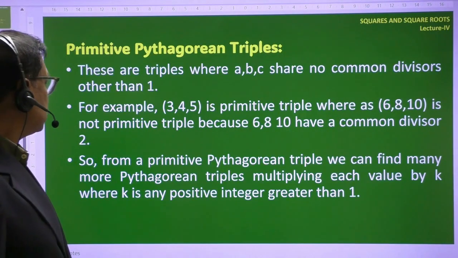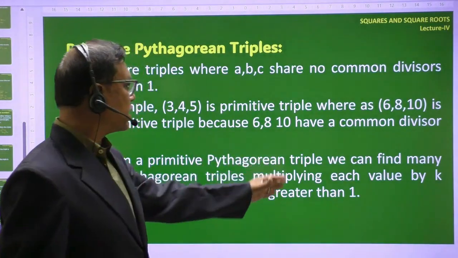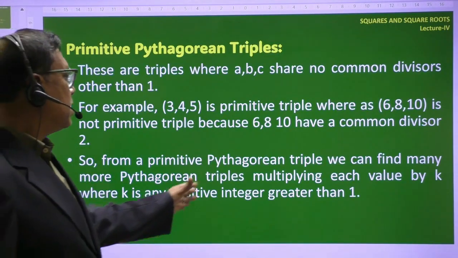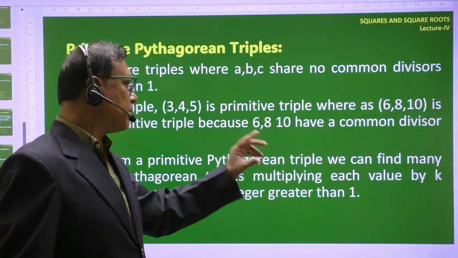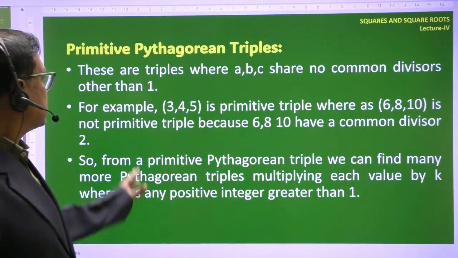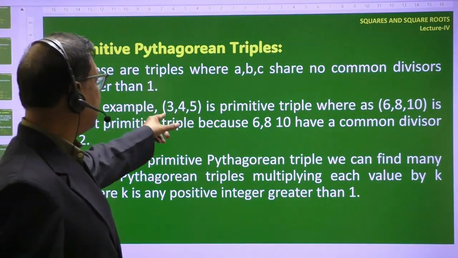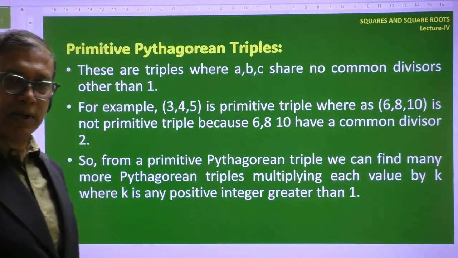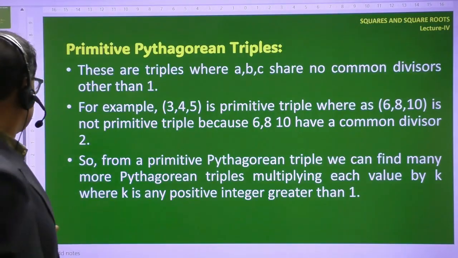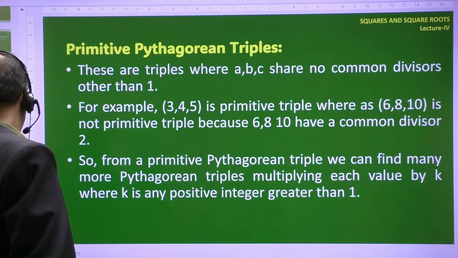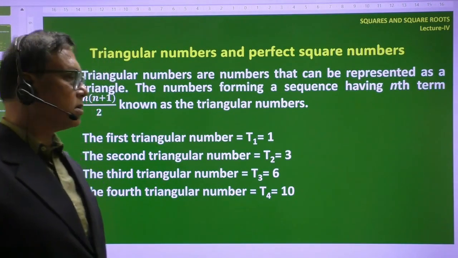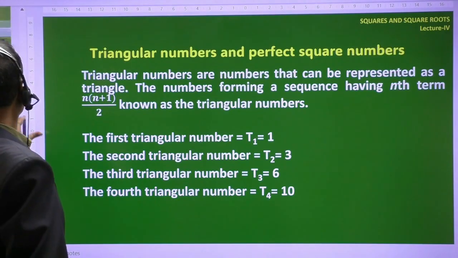Clear? So from a primitive Pythagorean triplet, we can find many more Pythagorean triples, multiplying each value by a number k, where k is any positive integer greater than 1. Is it clear? So for example, 3, 4, 5 we can write 9, 12 and 15 multiplying by 3. Like this we can find many more Pythagorean triples. Clear? So now triangular number and perfect square numbers.